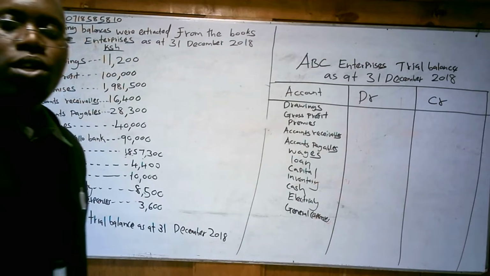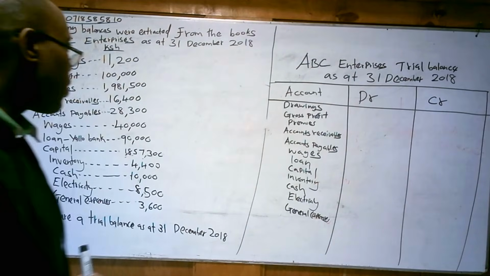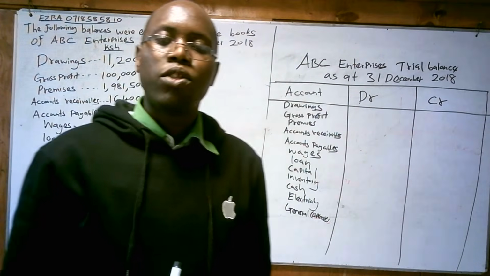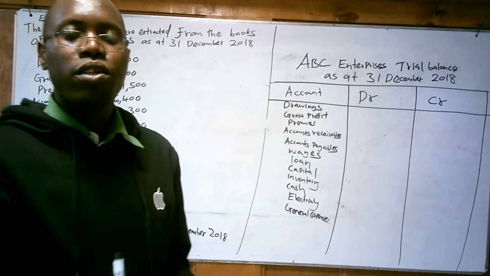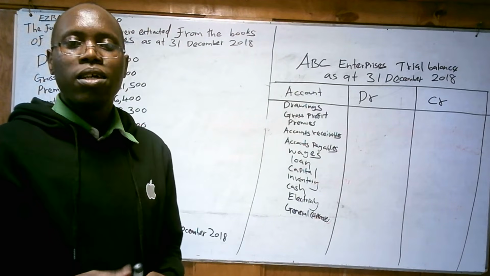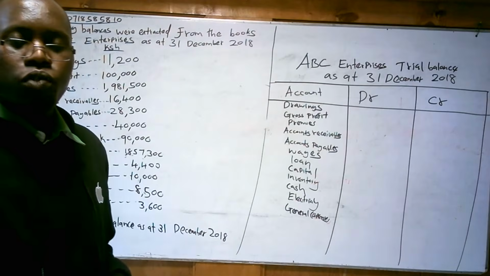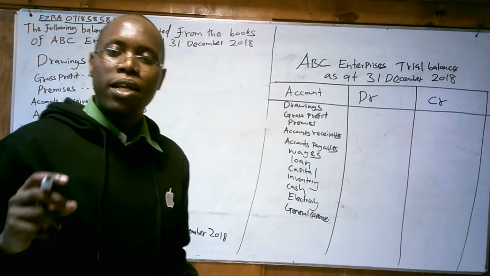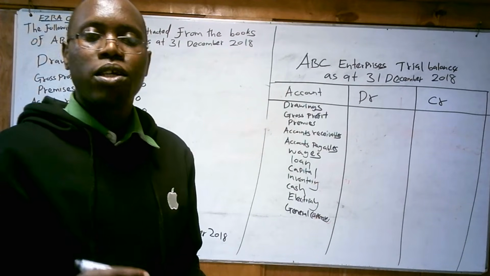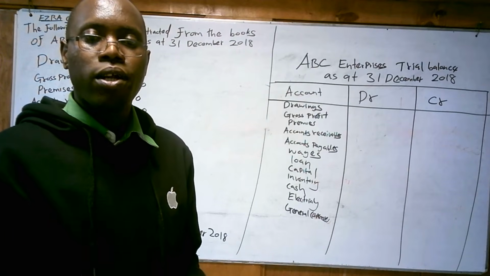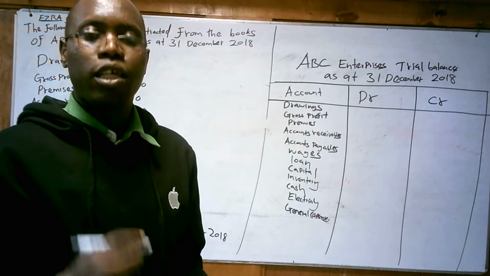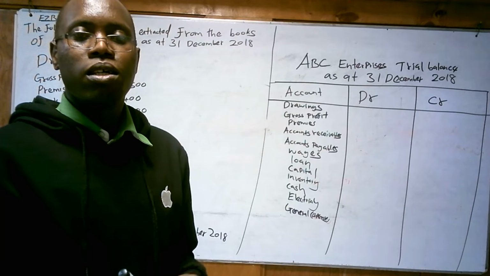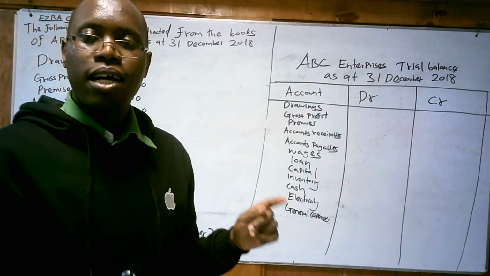Before we prepare this trial balance, there is a philosophy that I want you to know. There is just a simple philosophy that you need to understand. It is this: on the debit side of the trial balance, we are supposed to record assets and expenses. So any asset and any expense is going to be recorded under the debit side.